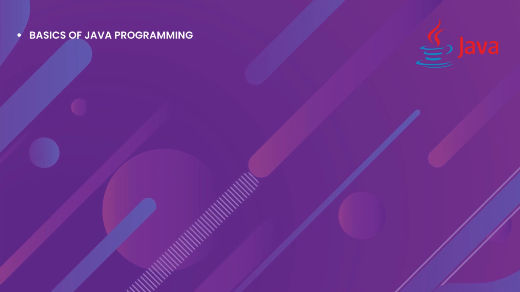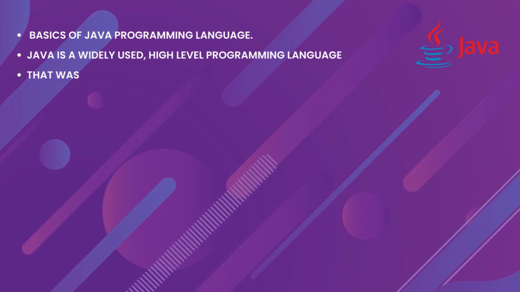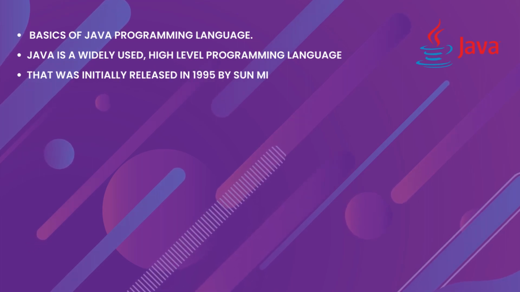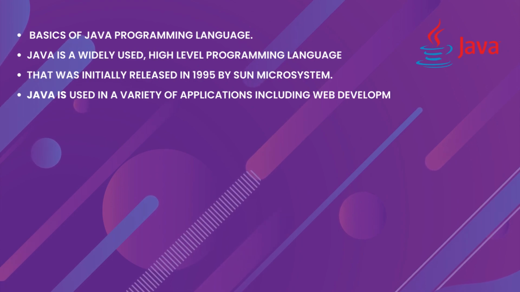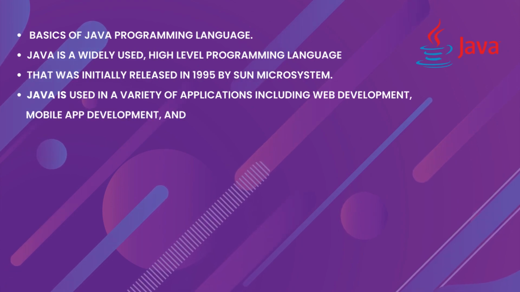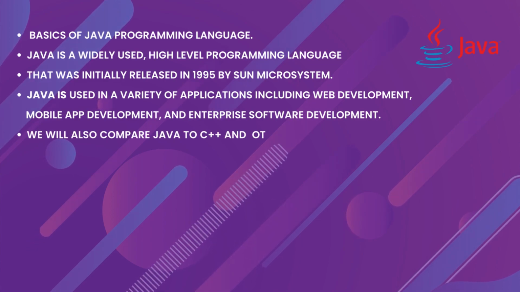Java is a widely used, high-level programming language that was initially released by Sun Microsystems. Since then, Java has grown in popularity and is now used in a variety of applications including web development, mobile app development, and enterprise software development.